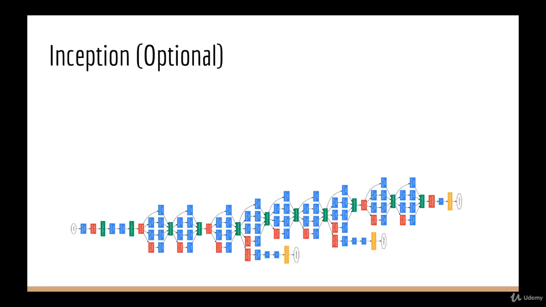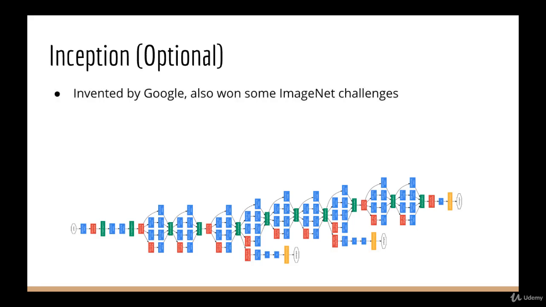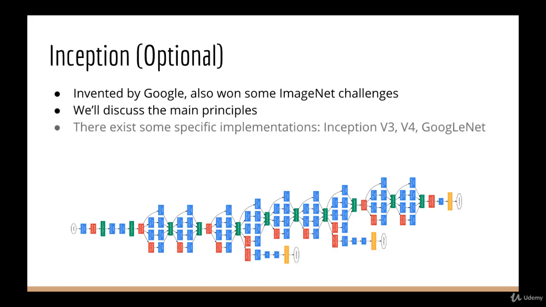Inception was invented by the guys over at Google and also won some of the ImageNet challenges. Like the ResNet, you can sort of break it down into the main principle and specific implementations. So in this lecture, we're going to talk about the main principle. And some of the famous implementations include Inception v3, Inception v4, and GoogLeNet. In fact, there's even a network called Inception ResNet where they combine the ideas behind both Inception and ResNet.